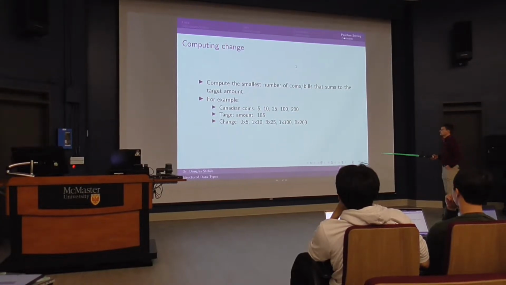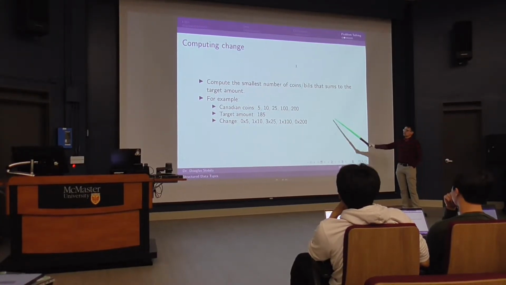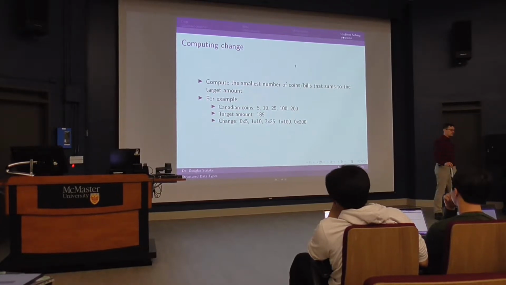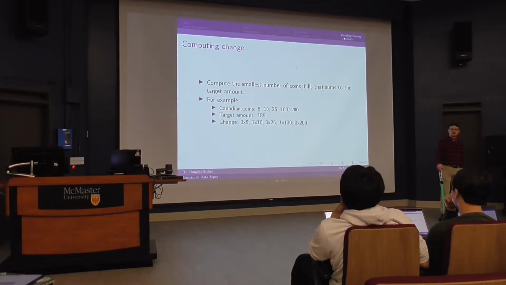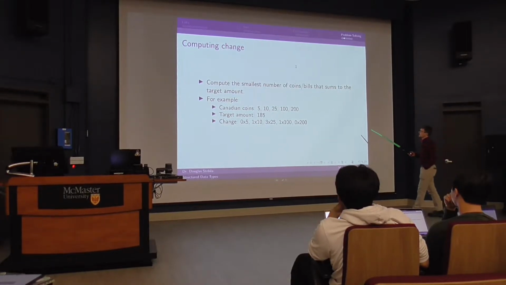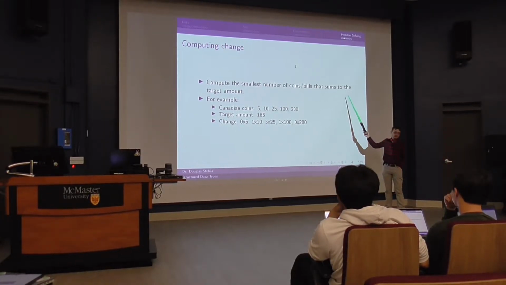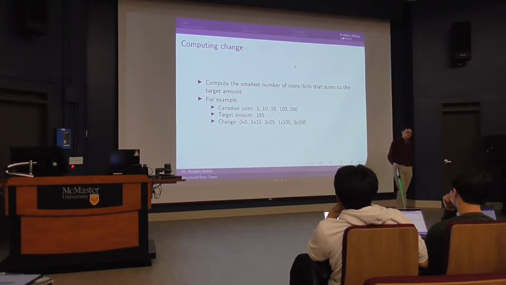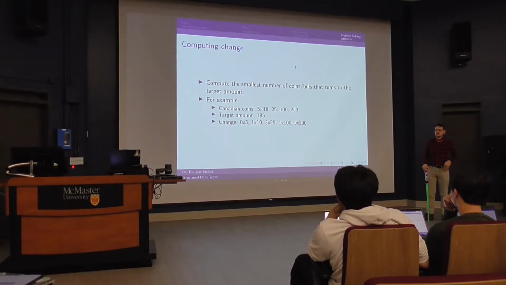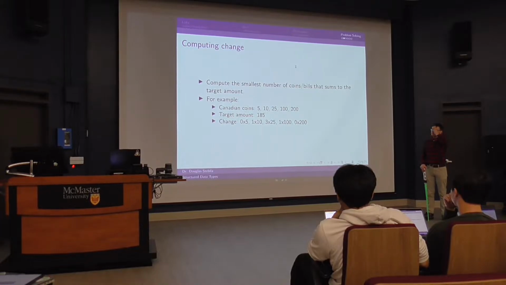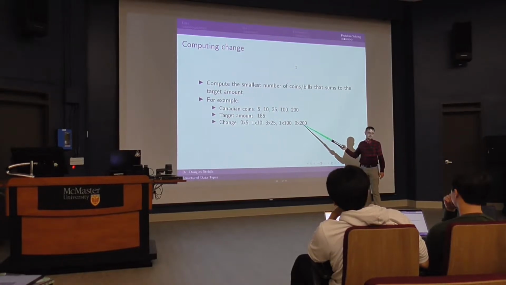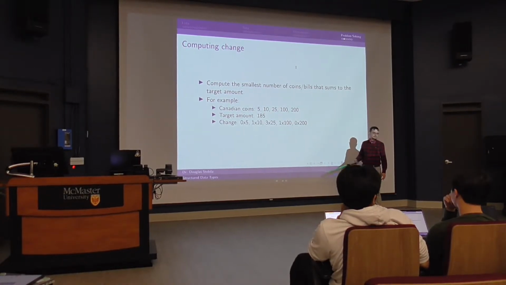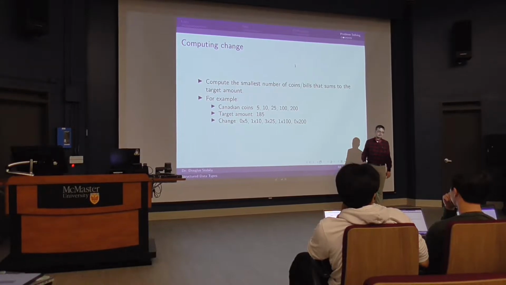So, we are going to program an algorithm that computes change. Given a particular amount, a target amount that we're trying to create in change, we want to create an algorithm which computes a correct number of coins or bills that meets that target amount.